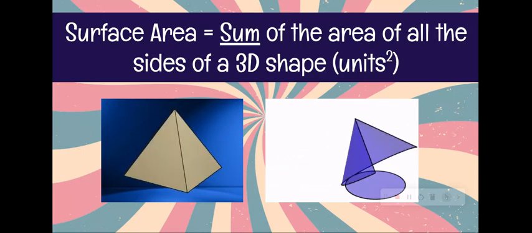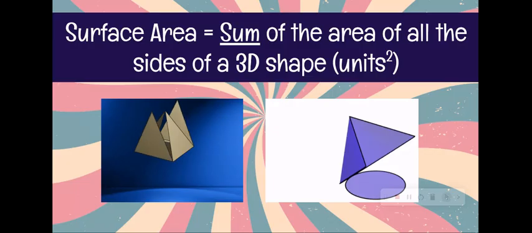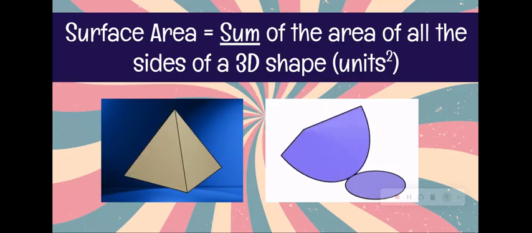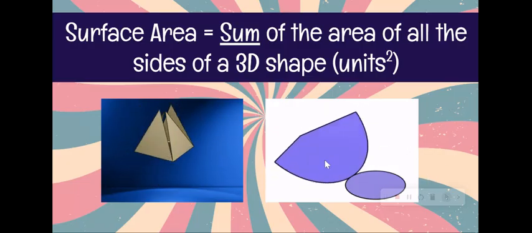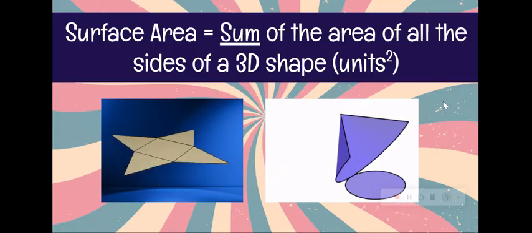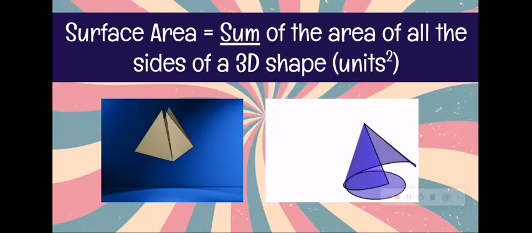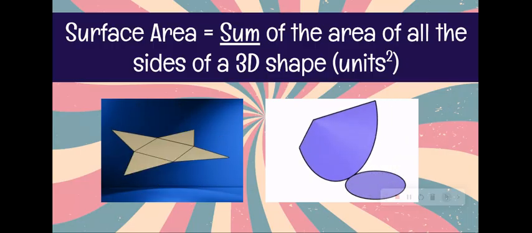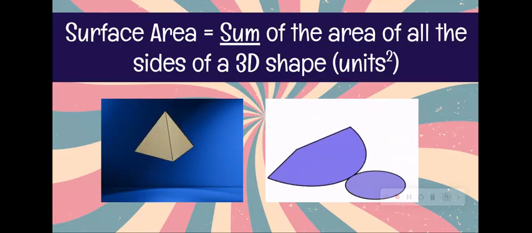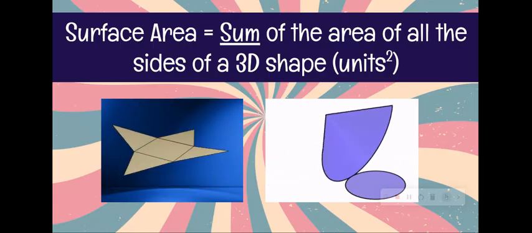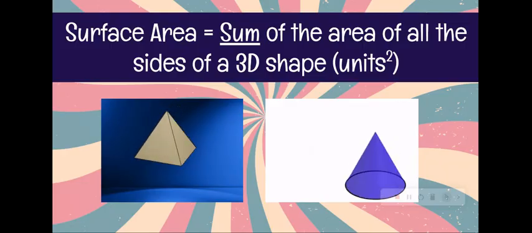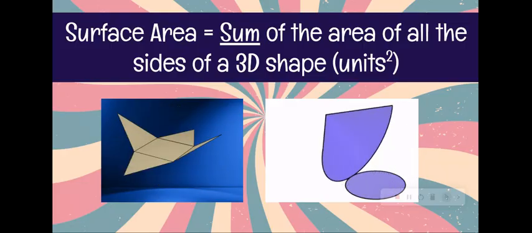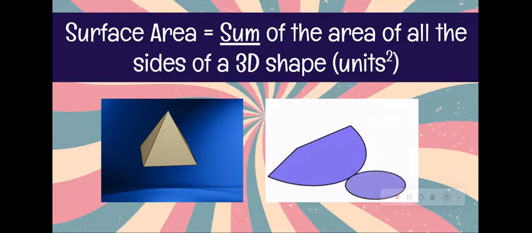For the cone, it is that circle base on the bottom, as well as this almost semicircle-like shape you can see it's folding out into, that would make up the surface area. You can think of surface area as like wrapping paper, for example. If you're trying to wrap a pyramid, how much wrapping paper would you need? Or if you're trying to wrap a cone, how much paper would you need?